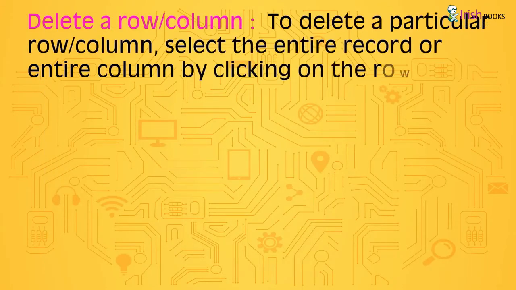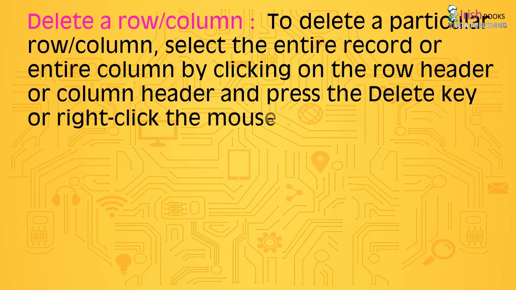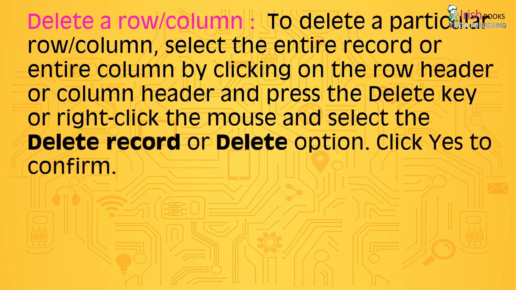Delete a row, column. To delete a particular row or column, select the entire record or entire column by clicking on the row header or column header and press the delete key, or right-click the mouse and select the delete record or delete option. Click Yes to confirm.